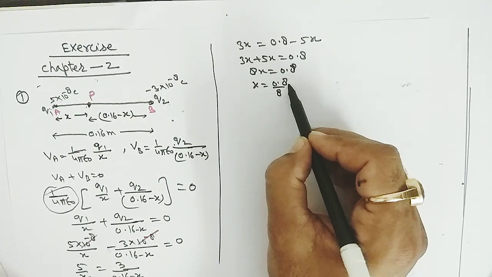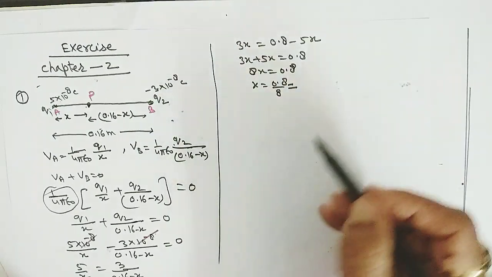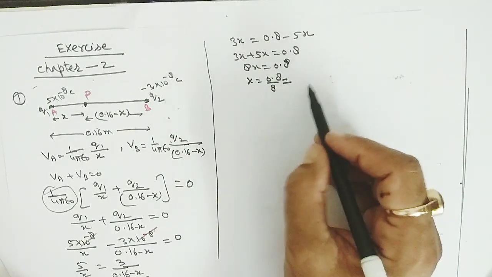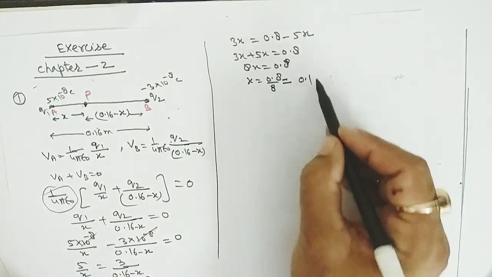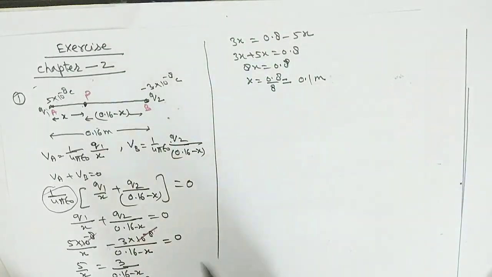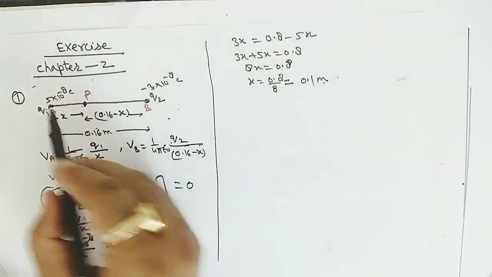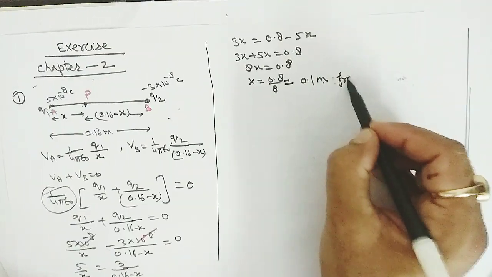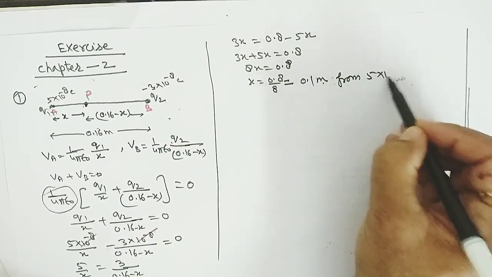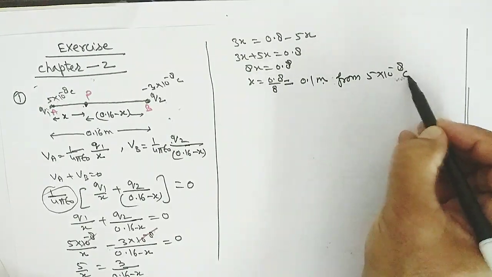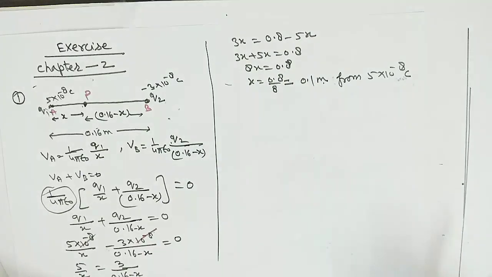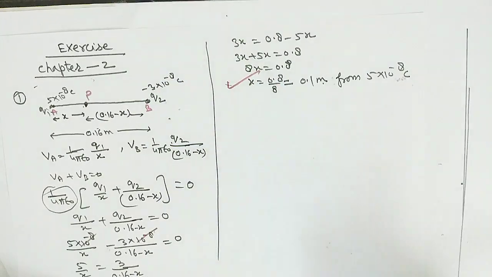So we can say x is equal to 0.1 meter. So 0.1 meter from where? From point A, so from the 5 into 10 to power minus 8 coulomb charge. So this is the first answer of this question.